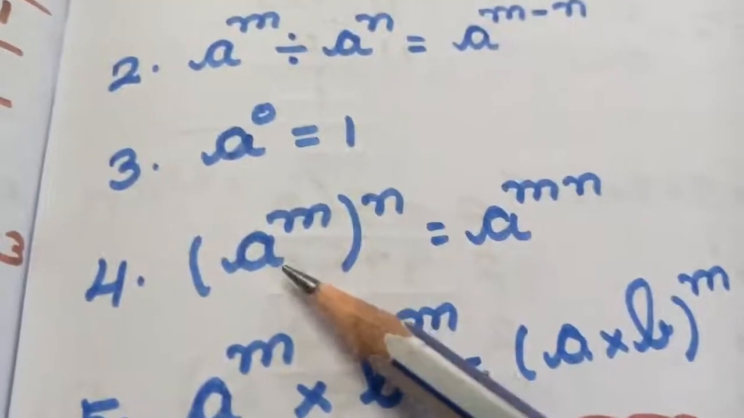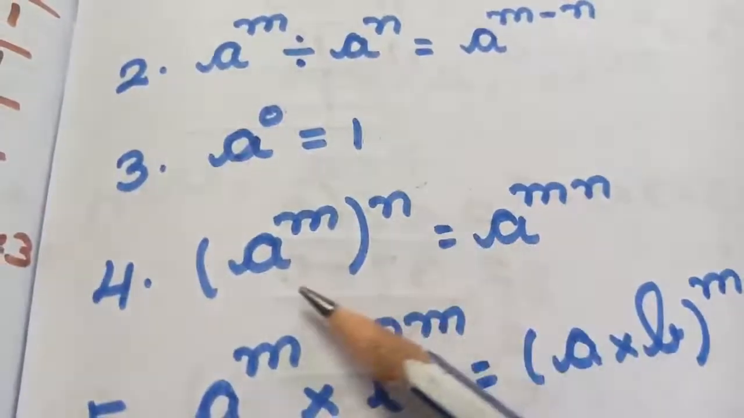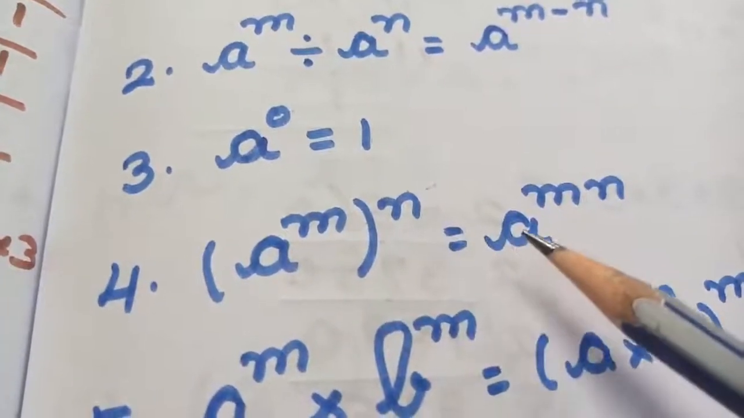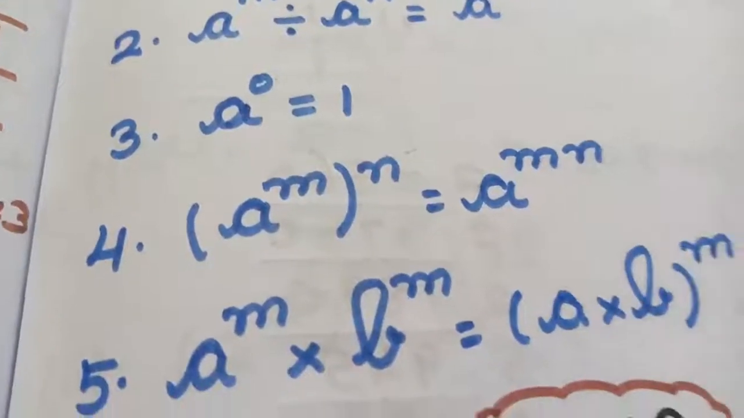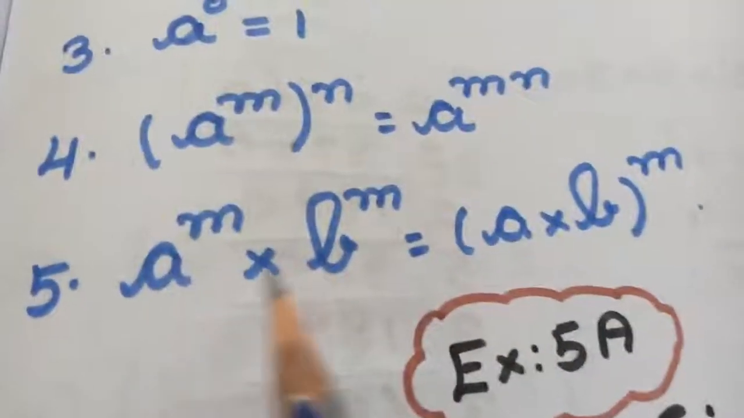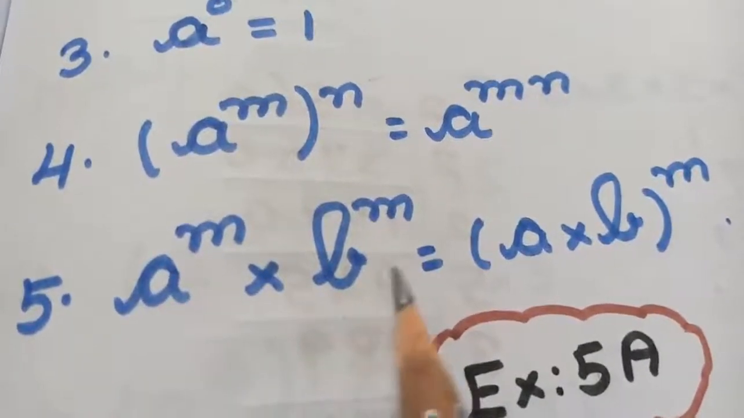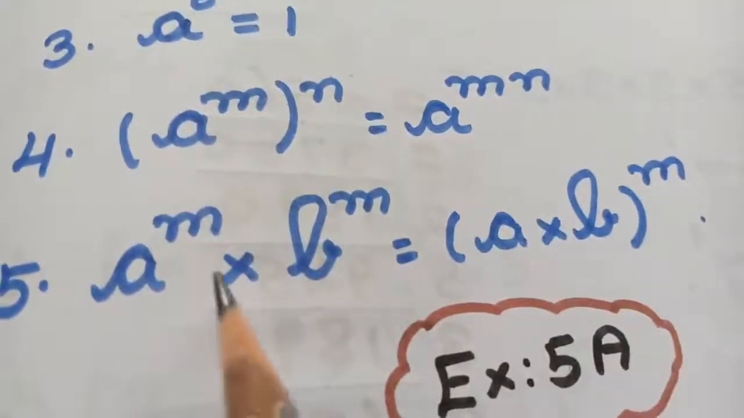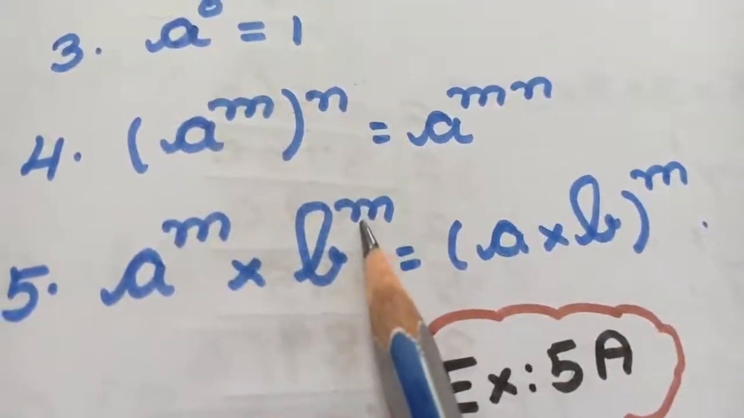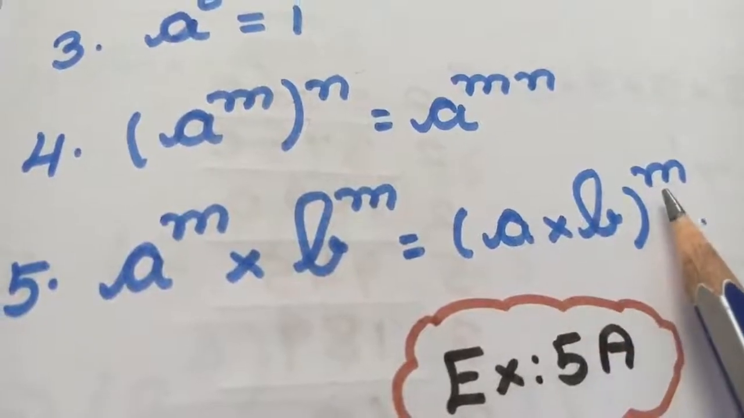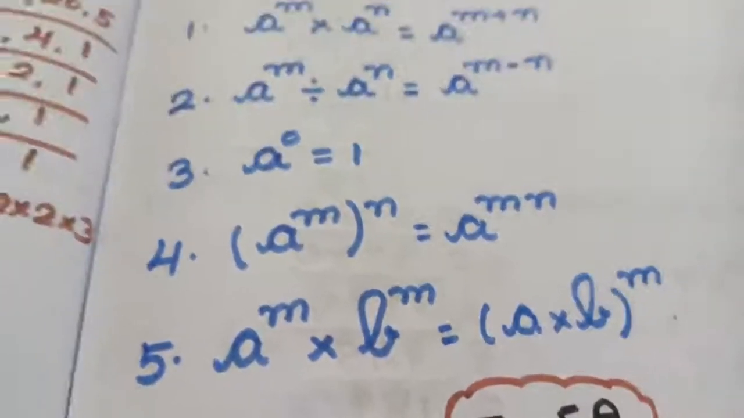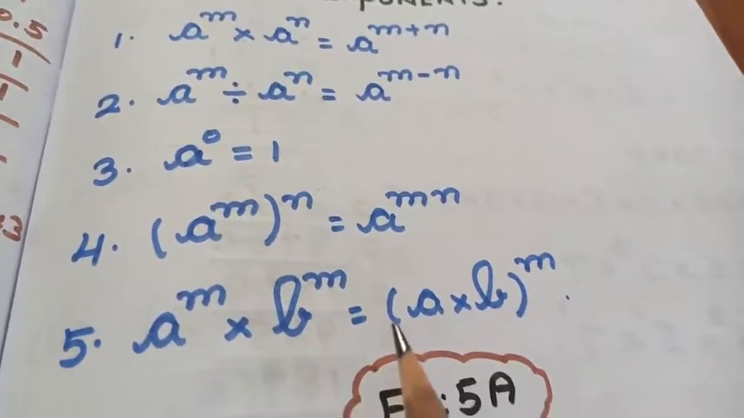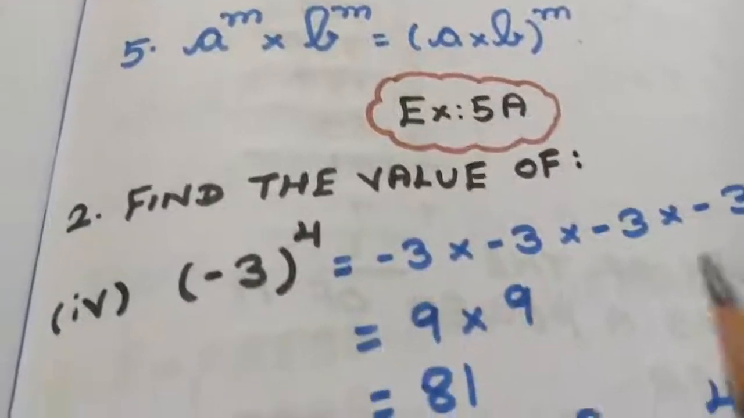If I have only one base and two powers, that is, for one number I have two powers, I will write it as a to the power m into n. Suppose the bases are different, the numbers are different, but the power is same, then write a to the power m into b to the power m as a into b whole to the power m. So this is the concept. Based on these 5 formulas, that is the laws of exponent only, we are going to do the sums. So coming to exercise 5a.